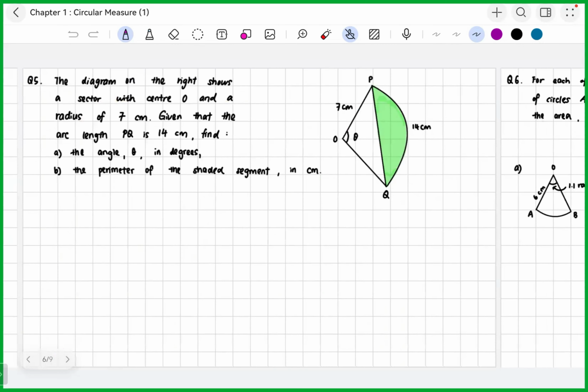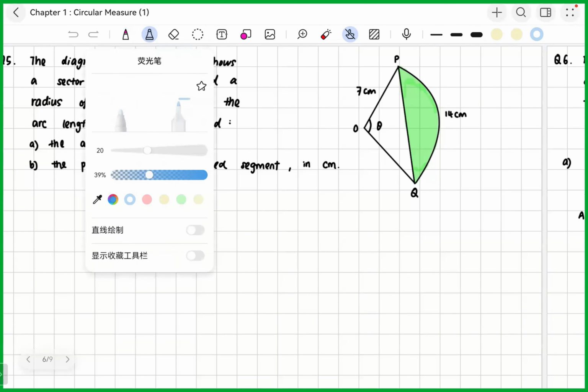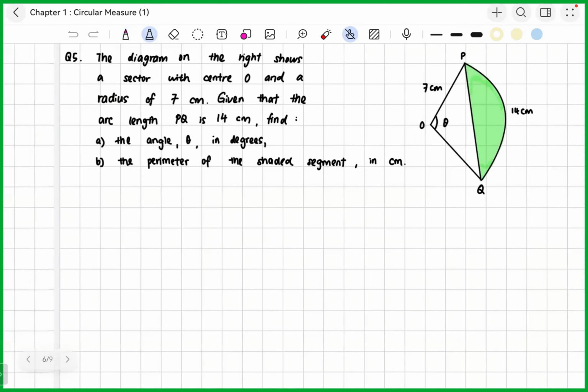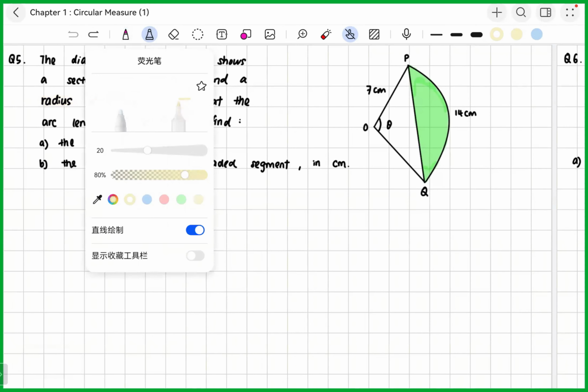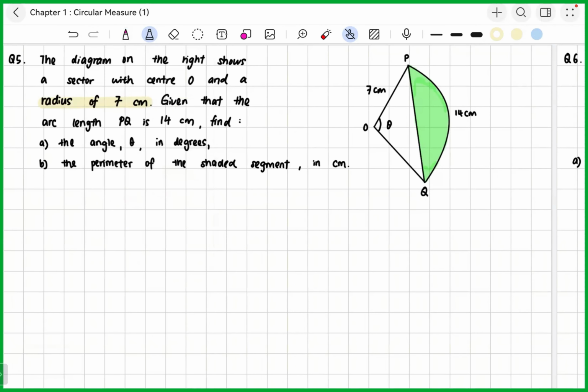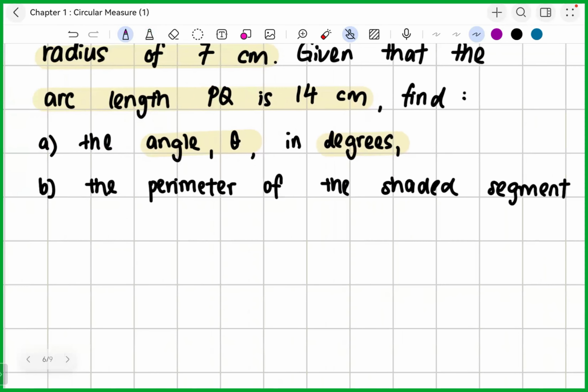Last question for this video. So let us complete it. The diagram on the right shows a sector with center O and a radius of 7 cm. Find the angle theta in degrees. So guys, be careful. The angle that question wants us to find is in degree unit. So when you give the answer in radian unit, you will get no marks. Please be careful when doing questions.